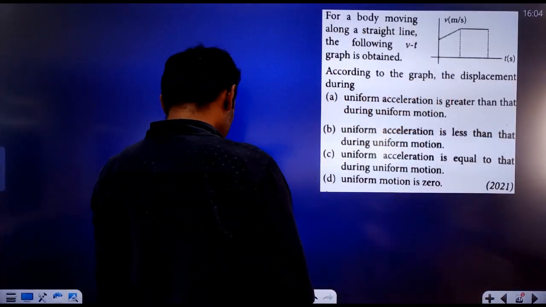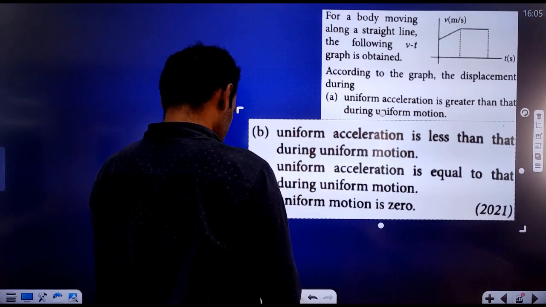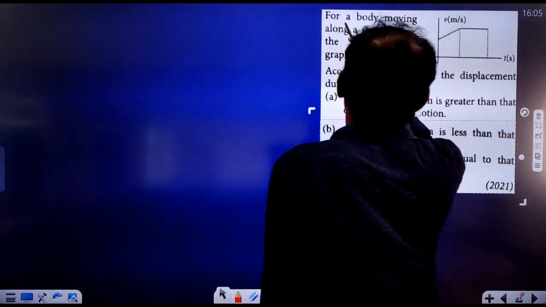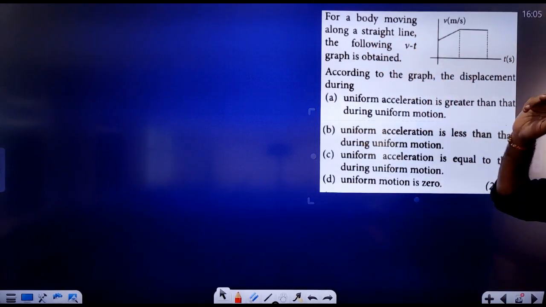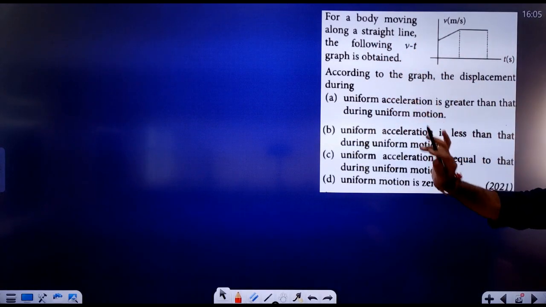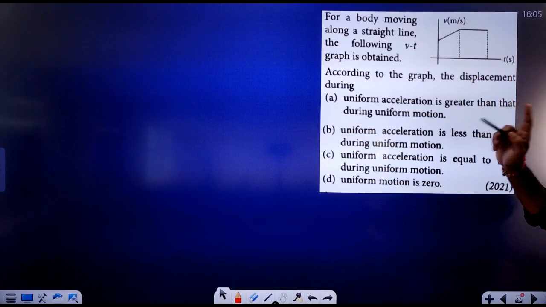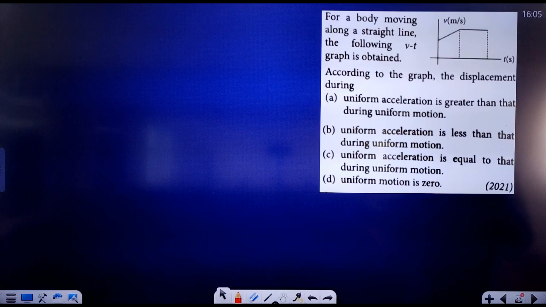Next question is, see here what they are asking. A body moving along a straight line with the following vt graph is obtained. According to the graph, what is happening to the displacement? They are asking about the displacement from the vt graph.